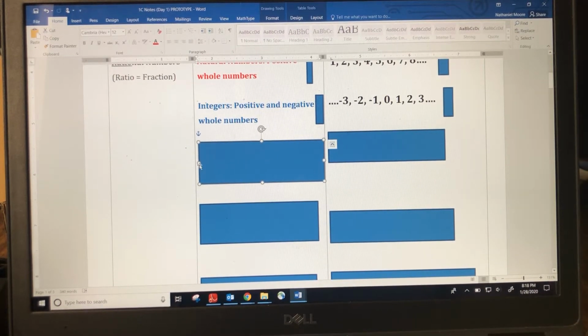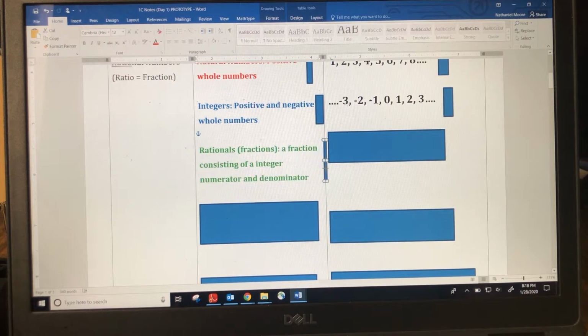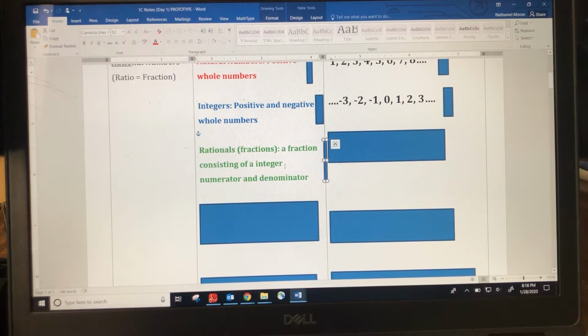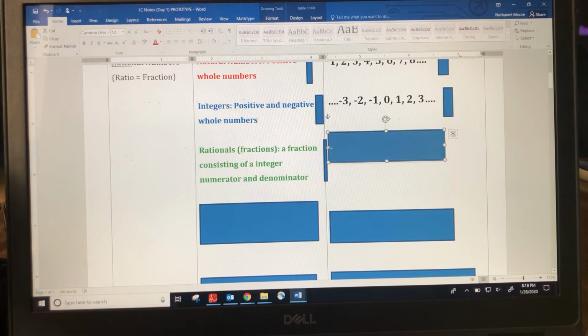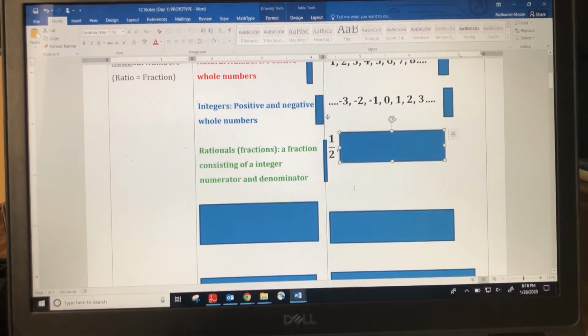So, after that, we have rationals, or in this case, fractions. A fraction consists of an integer numerator and denominator. Essentially, you need a whole number on the top and on the bottom of your fraction for it to be a rational number. Some obvious examples would be 1/2. Well, 1/2 is pretty obvious. It's a whole number over a whole number, and you've seen a half before.